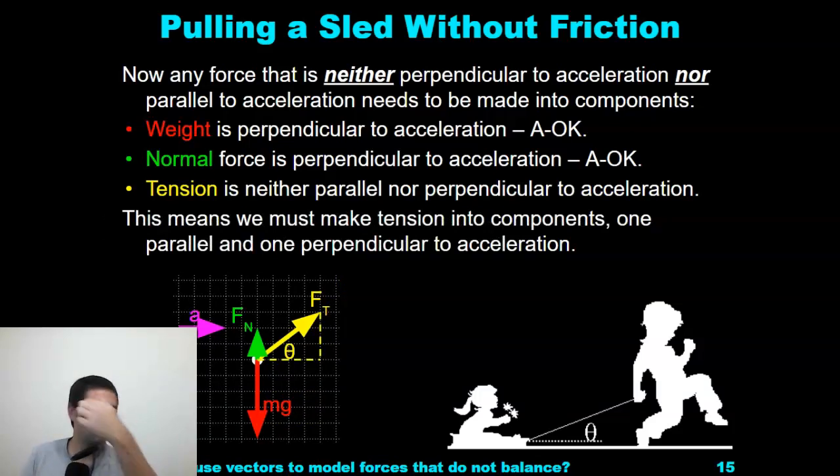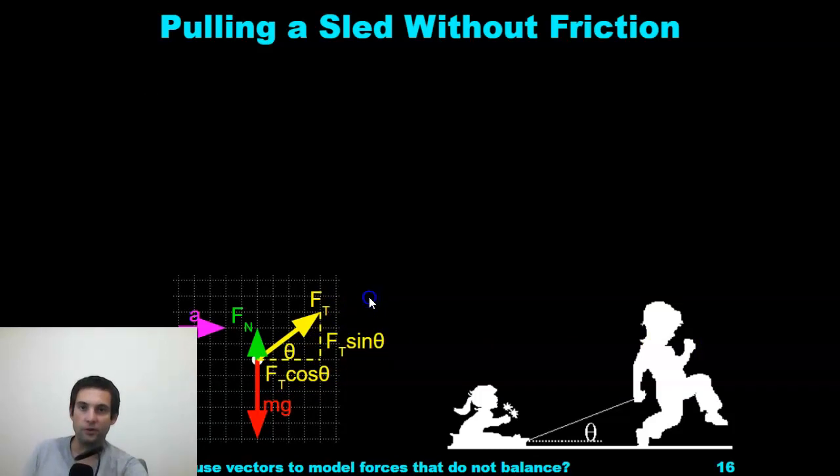So the components, one needs to be parallel to the acceleration and one needs to be perpendicular to the acceleration. The one parallel is what's causing the motion to go to the right. That's the force doing the work. Our angle is from the ground, so that means this side is the adjacent side of the triangle, which means ft cosine theta here, and then ft sine theta in the vertical.